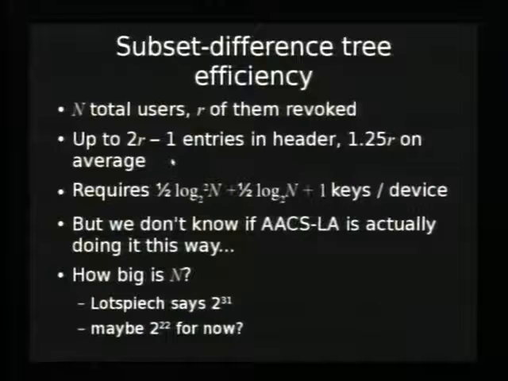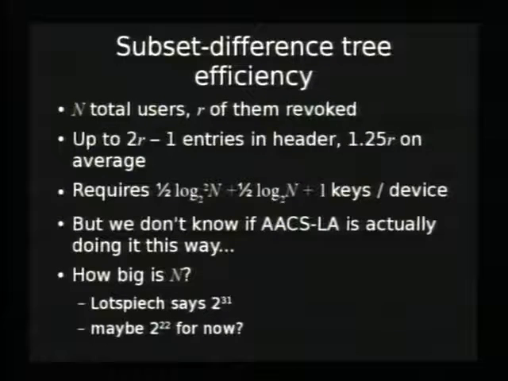And then the number of keys that the devices need to have stored on them is given by this formula here: a half log squared n plus a half log n plus 1 keys per device. And that's in the papers on this algorithm, but we don't know if the AACS is actually precisely following the algorithm that's set out in the paper.